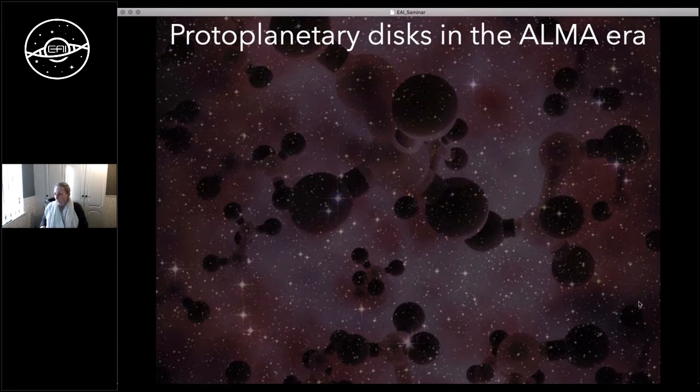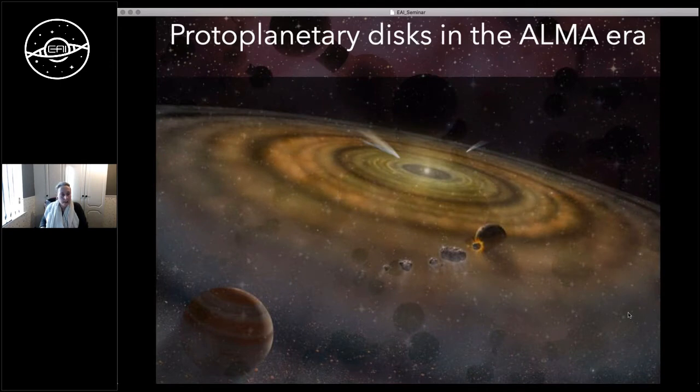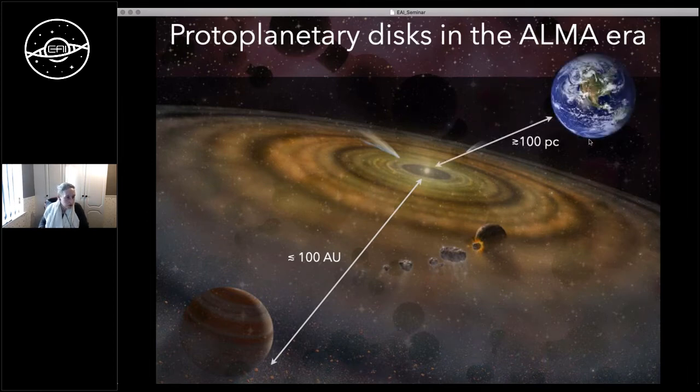About 10 years ago, maybe slightly more than that, we had this machine come online, which is the Atacama Large Millimeter submillimeter Array. This really gave us a big leap forward in our understanding of the submillimeter and millimeter emission from protoplanetary disks. And the reason for that is, if we take a typical protoplanetary disk, it's around 100 astronomical units in radius or diameter. The nearest star-forming regions are of the order of around 100 parsecs away.